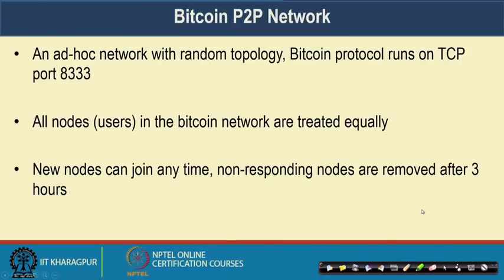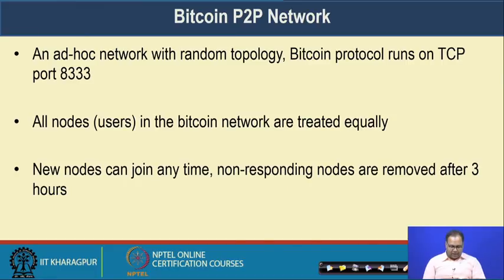Well, next we come to the concept of the Bitcoin peer-to-peer network. As we have discussed earlier, Bitcoin works on top of a peer-to-peer network architecture in a completely decentralized manner. This Bitcoin peer-to-peer network is an ad hoc network with a random topology, and on top of that it runs the Bitcoin protocol using the well-known TCP port 8333. All nodes, who are the users in that Bitcoin network, are treated equally, and new nodes can join the Bitcoin network anytime. And one interesting property of Bitcoin is that it is permissionless.